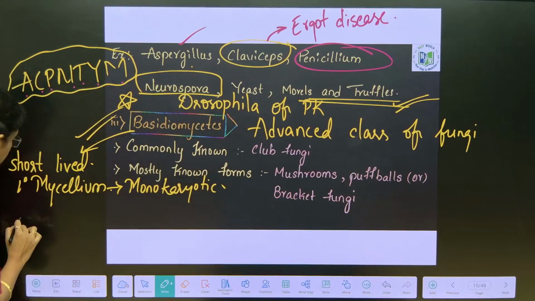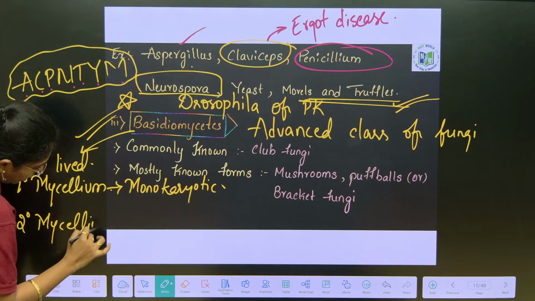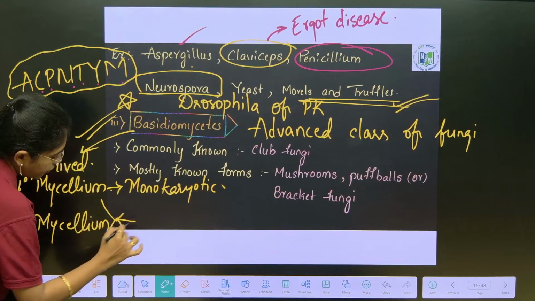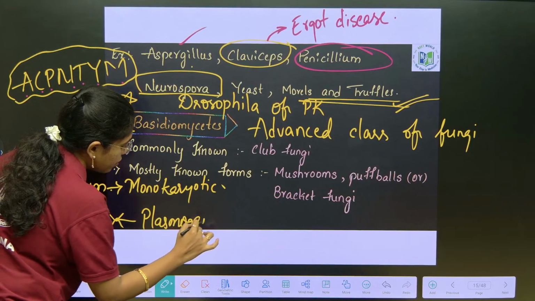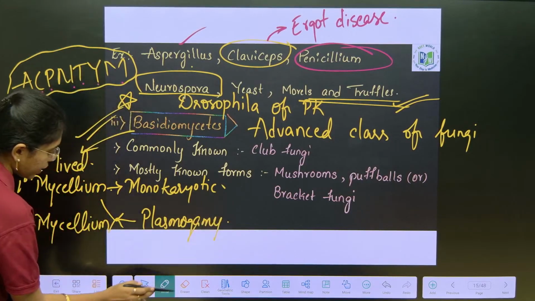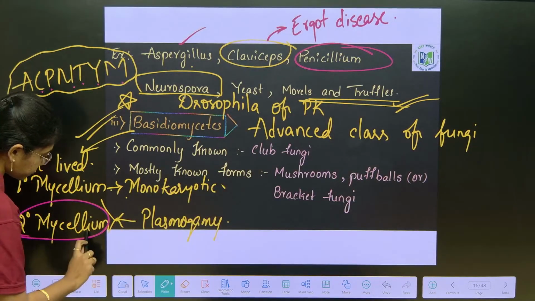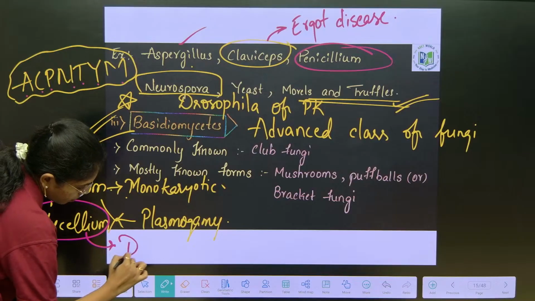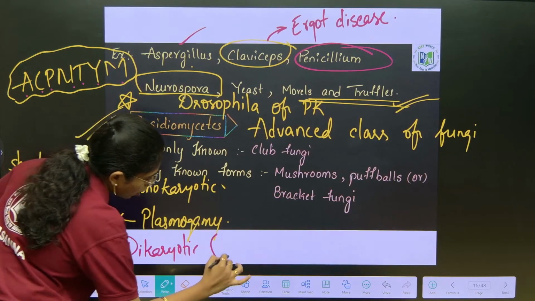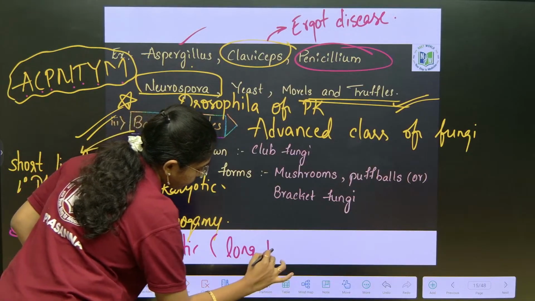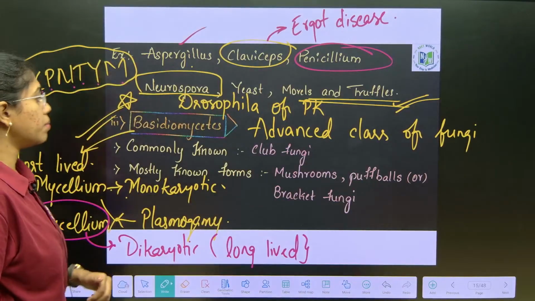Okay, and the secondary mycelium, which is formed after plasmogamy, which is dikaryotic. Secondary mycelium is what? Dikaryotic. Dikaryotic secondary mycelium is long-lived.